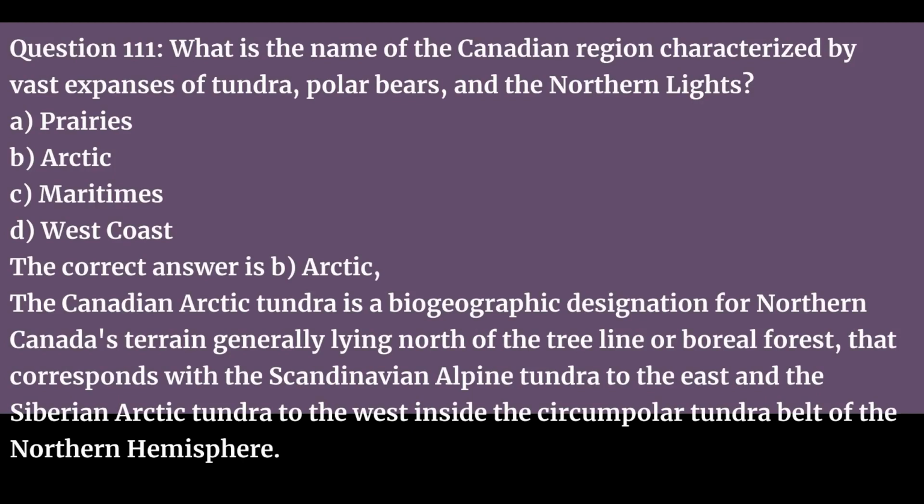Question 111. What is the name of the Canadian region characterized by vast expanses of tundra, polar bears, and the northern lights? A. Prairies, B. Arctic, C. Maritimes, D. West Coast. The correct answer is B. Arctic. The Canadian Arctic tundra is a biogeographic designation for northern Canada's terrain, generally lying north of the treeline or boreal forest, that corresponds with the Scandinavian alpine tundra to the east and the Siberian Arctic tundra to the west inside the circumpolar tundra belt of the northern hemisphere.